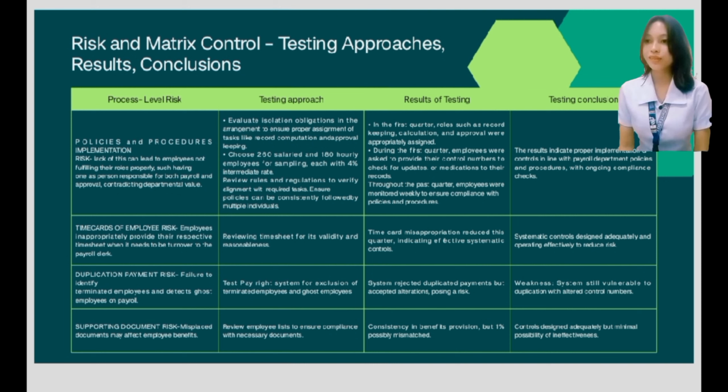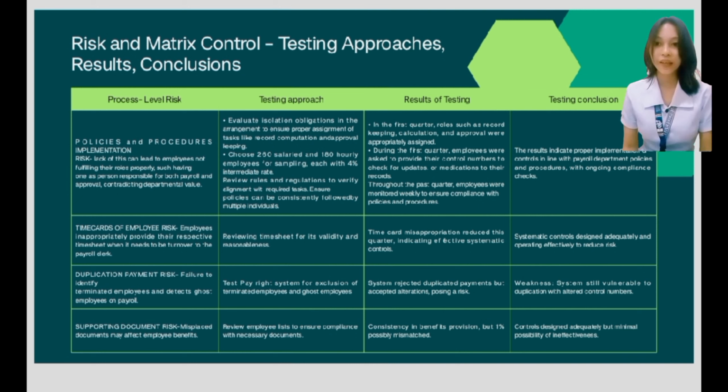According to the process level risk, the testing approach is to evaluate segregation of duties in the arrangement, choose 260 salaried and 180 hourly employees for sampling, each with a 4% error rate, review rules and regulations, review timesheets for validity and reasonableness, test the pay rate system, and review the employee list. And then to the testing conclusion, according to the results of testing, we conclude that the results indicated proper implementation of controls in line with payroll department policies and procedures with ongoing compliance checks.